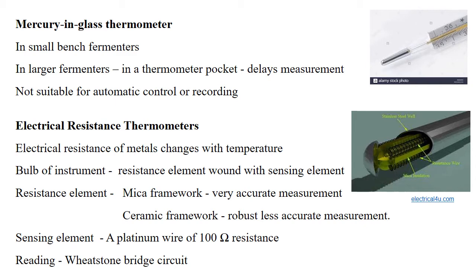And the ceramic framework is used when we need to measure the temperature faster, but it will provide a less accurate measurement only. The reading from an electrical resistance thermometer is obtained by the use of a Wheatstone bridge circuit. This type of thermometer gives readings at a higher accuracy at a faster rate.